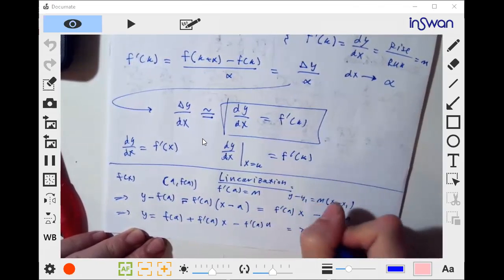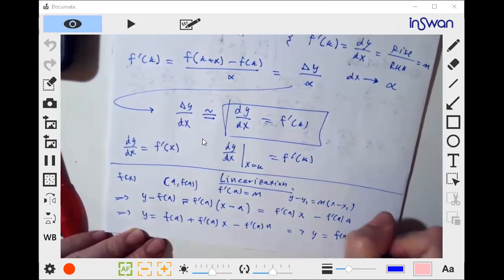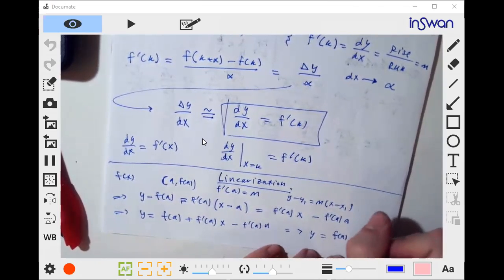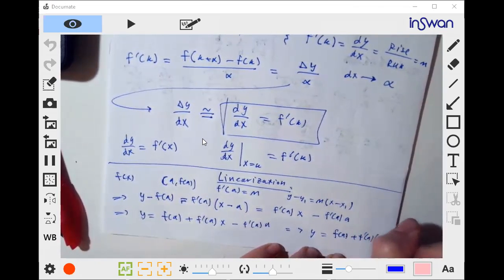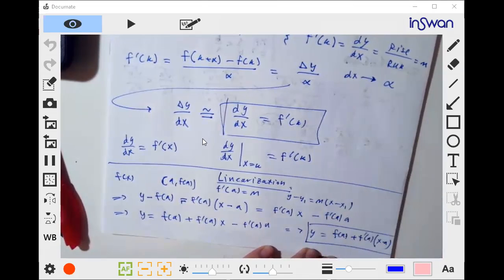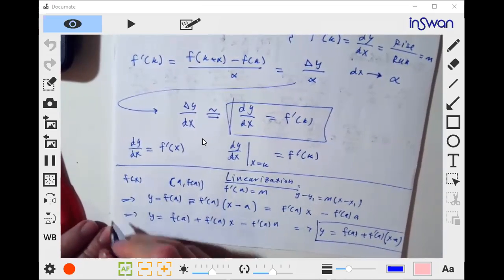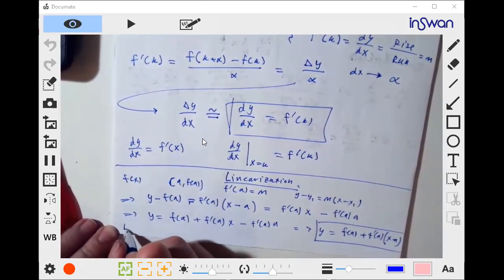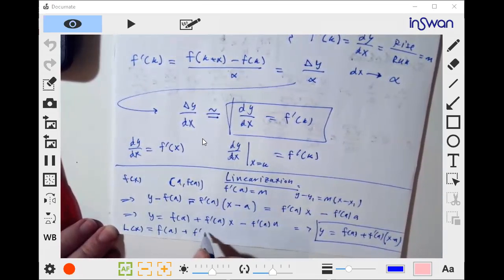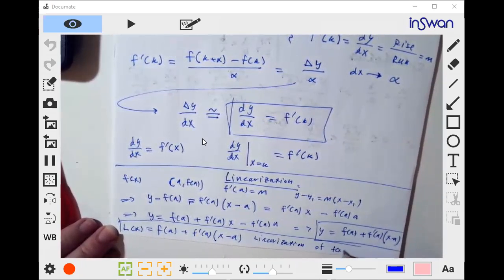But notice we can then say, oh well, the y is just equal to f of a. We factor out that f prime. We get that, and we say that that is the linearization of our function f of x. So the linearization of f of x, L of x, is precisely f of a plus f prime of a times the quantity x minus a. This is what we would call the linearization of f of x near x equals a.